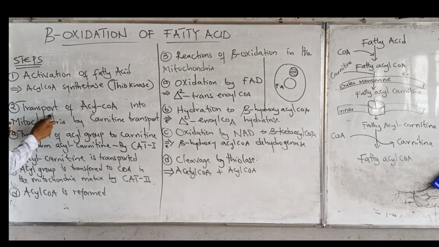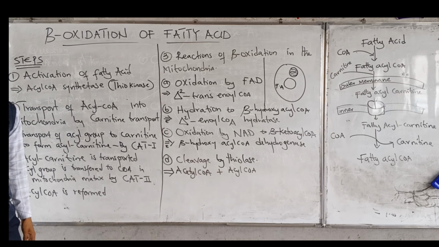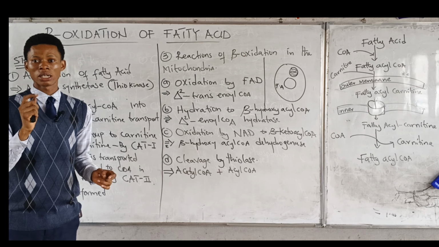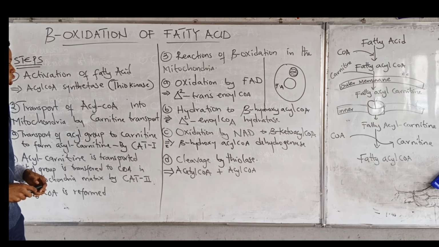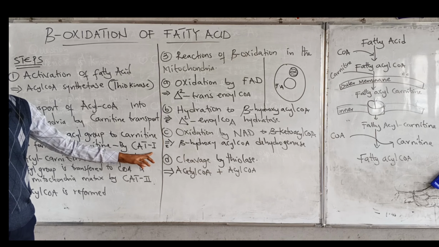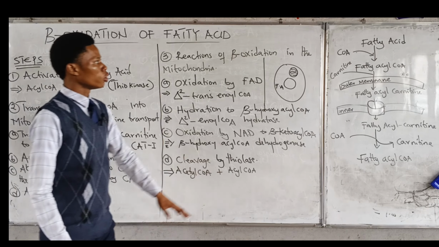So the second step is transport of fatty acid-CoA into the mitochondria. And since the mitochondrial matrix is impermeable to fatty acid-CoA, we need a transporter. And the transport system we use is called what? Carnitine acyltransferase 1. Now, look at this.